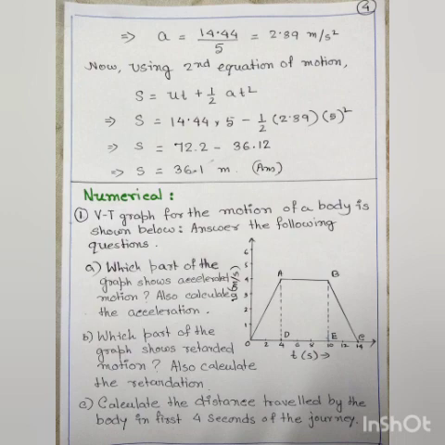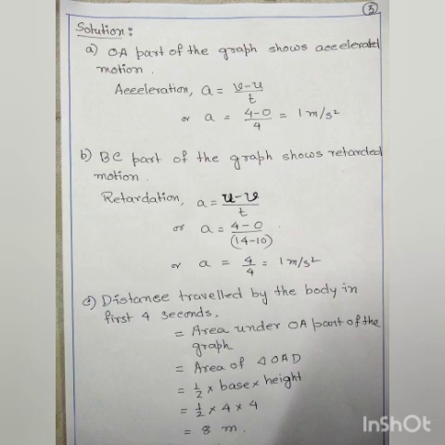Question number 1, that is, the v-t graph for the motion of a body is shown below. We have to answer the following questions. Option A, which part of the graph shows accelerated motion? Also calculate the acceleration. Option B, which part of the graph shows retarded motion? Also calculate the retardation. And question number C, calculate the distance traveled by the body in the first 4 seconds of the journey. Now let us discuss the solution of the question.